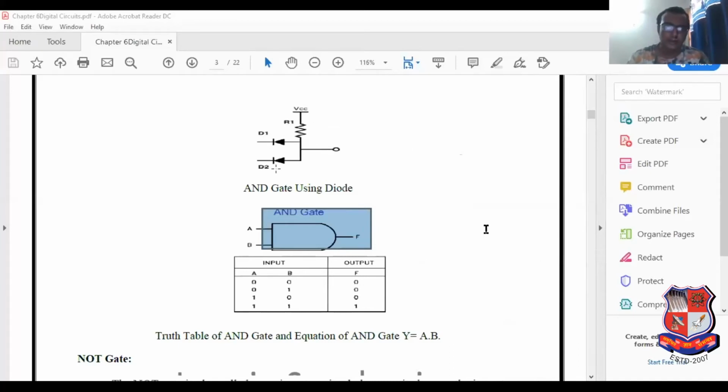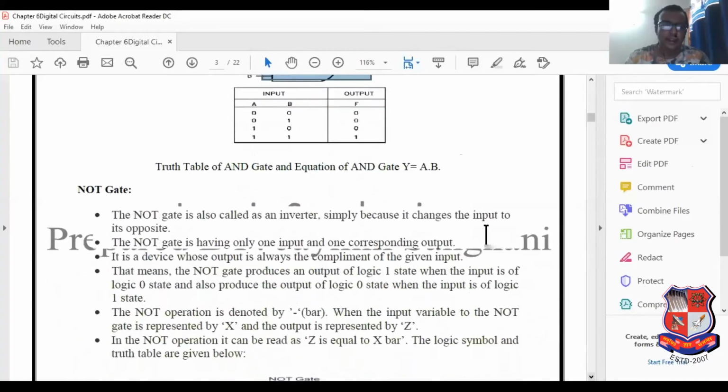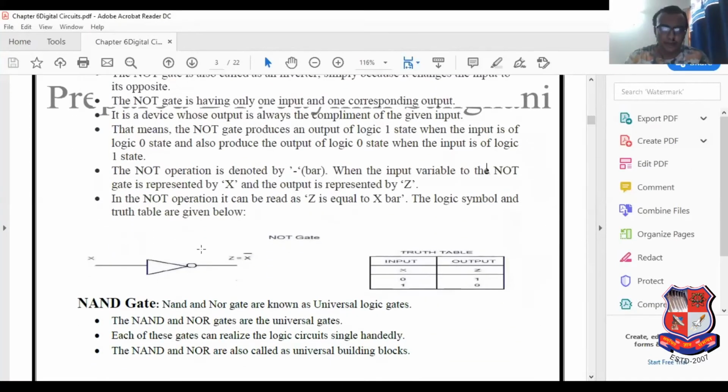and one output. If 0 is applied as an input, then the output is 1. And if 1 is applied to the input, then the output is 0. Simply invert the function, nothing else.